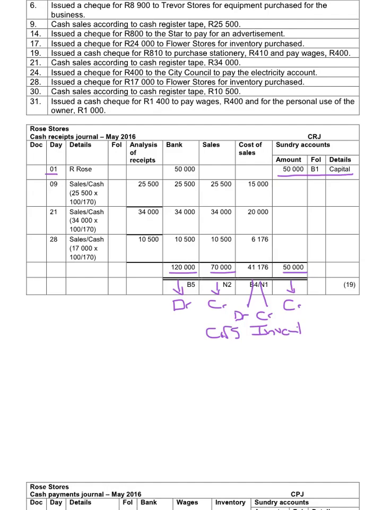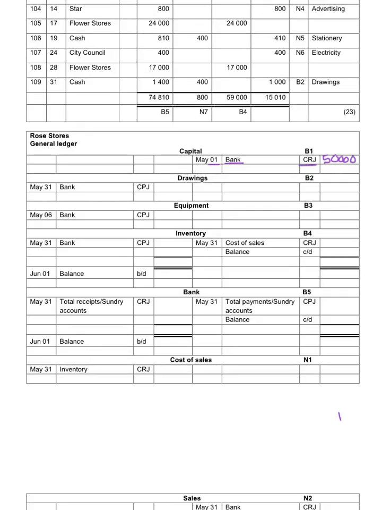The bank account will be debited with 120,000. Because money was received, the money in the bank increased with 120,000. Asset increases on the debit side. This 120,000 will be posted to several accounts on the credit side. Therefore, you will either write sundry accounts to indicate that this amount is split between different accounts on the credit side, or you can write total receipts. And you have to show that the total is posted on the last day of the month, and it comes from the cash receipts journal.